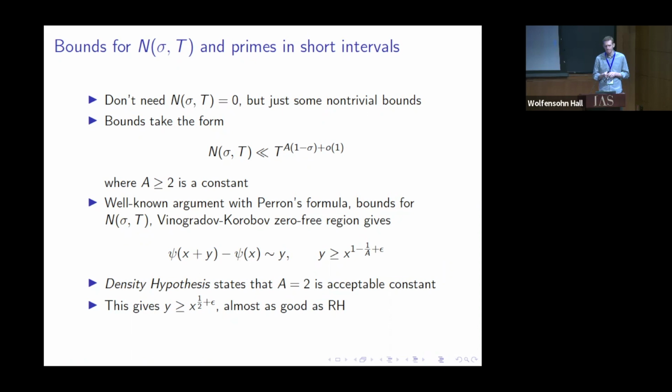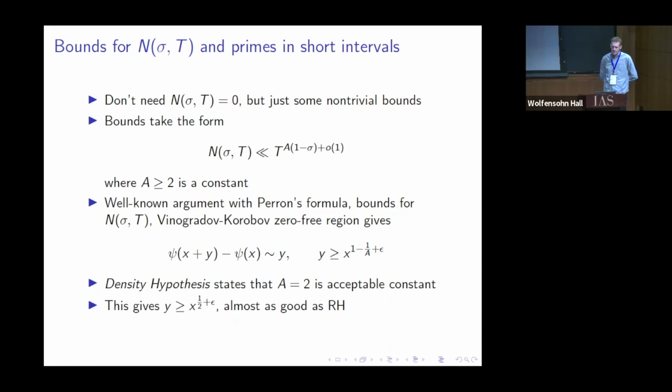So there's a hypothesis. This is the density hypothesis. And this says that the constant A equals 2 is acceptable or admissible. Okay. And if you think about what's happening at sigma equals 1 and sigma equals 1/2, then you can see that as a linear function, then 2 would sort of be the best you could hope to do. So this is the density hypothesis. It follows from the Lindelof hypothesis.